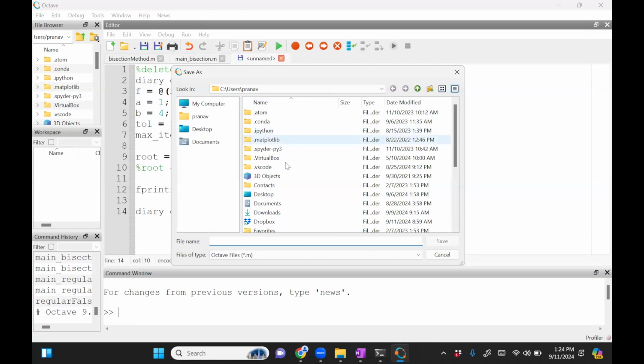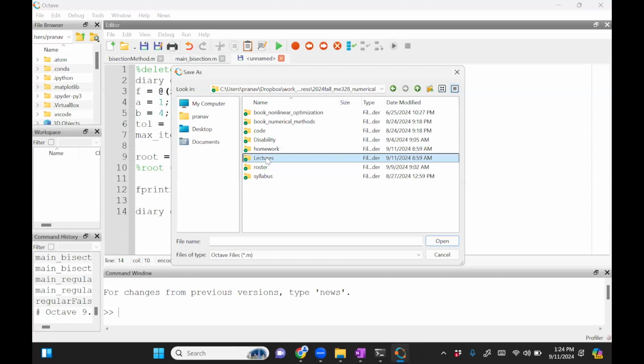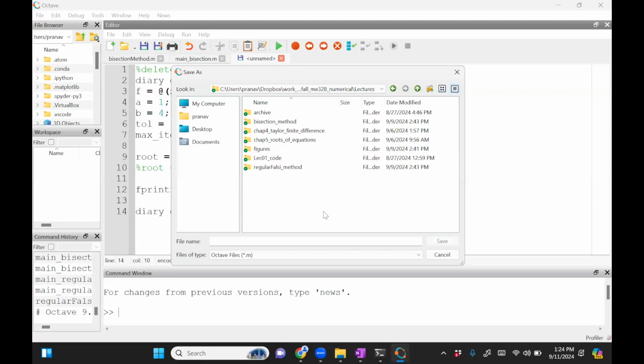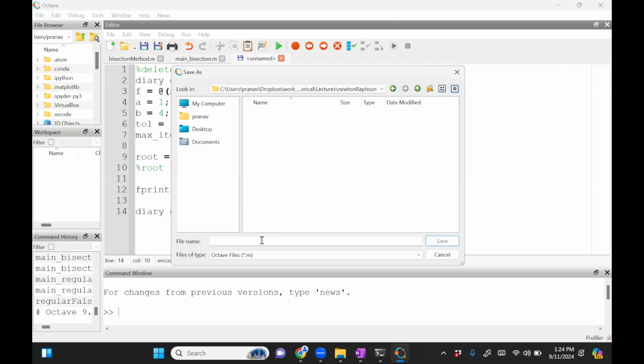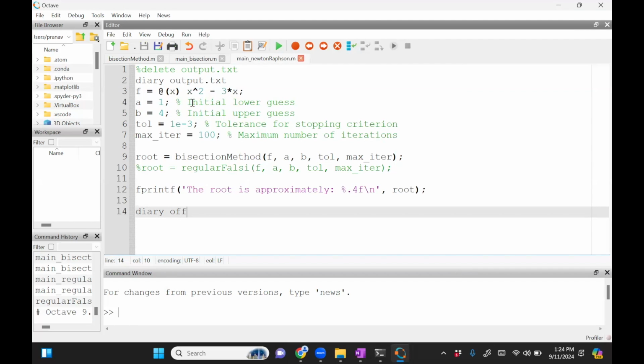So let's take this and then save it as, let's see, numerical methods. Let's make a new folder called Newton Raphson, and then call it main Newton. Okay, now let's do it one at a time.